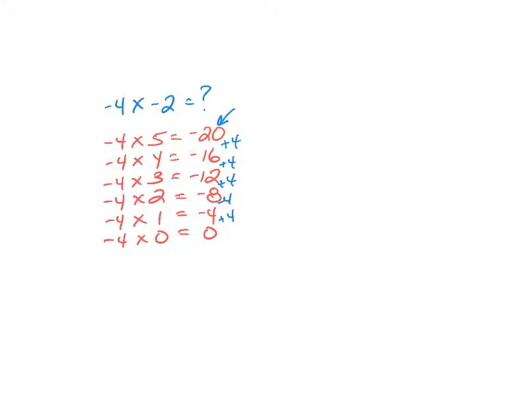Well, the pattern does have to continue again. So I'm going to go negative 4 times a negative 1, and I'm going to have to add 4, which means that my answer would have to be a positive 4. Negative 4 times a negative 2. Once again, I'm going to have to add another 4 to that 4, so I will get an answer of a positive 8. So we can see that a negative times a negative gives me a positive. There's an understood positive sign with that 8. So once again, a negative times a negative is going to be equal to a positive.